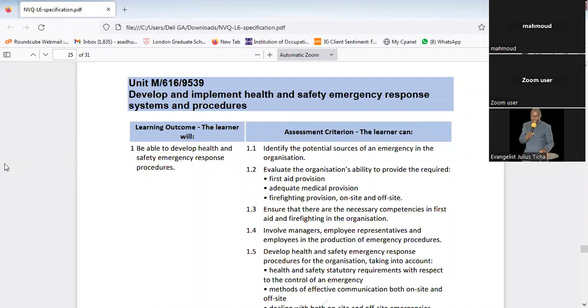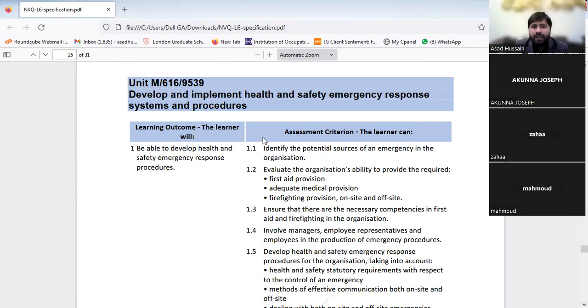Okay, now moving forward to 1.3: ensure that the necessary competencies in first aid and firefighting exist in the organization. First of all, we can use the same evidences we used in 1.2. What will the evidences be? Training matrices, competence certificates, inspection of first aid equipment, inspection of firefighting equipment, inspection of sounding alarms. All these can be used as evidence here.